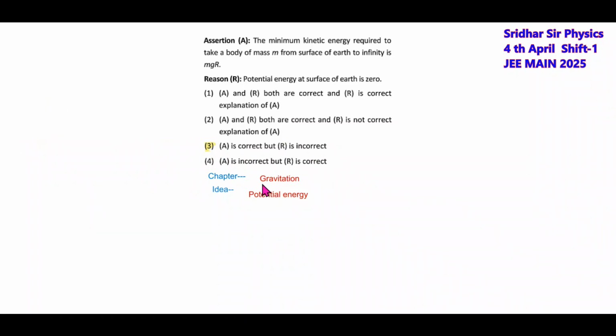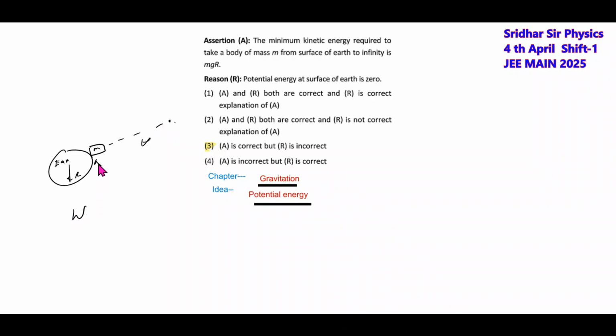The question belongs to the chapter gravitation. The idea of potential is being asked. Let me read the assertion. The minimum kinetic energy required to take a body of mass m from the surface of Earth to infinity is mgR. I think the body is on the Earth of radius R, and it has to be taken to infinity. At infinity, what is the potential energy? Gravitational force will be 0. Then work done should be equal to mgR.